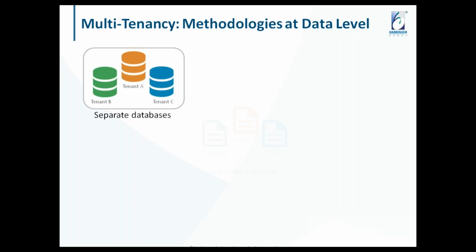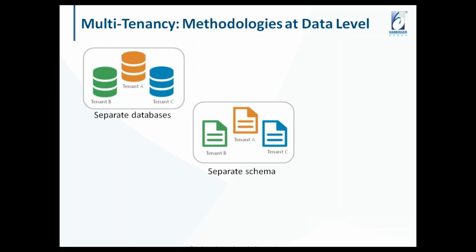A second intermediary approach is within the same database with separate schema. Over here, the data of different tenants would reside in a single database, but they would be grouped into separate schema. This would offer you a moderate degree of data isolation because in case the database is compromised, then data for all tenants would be compromised.